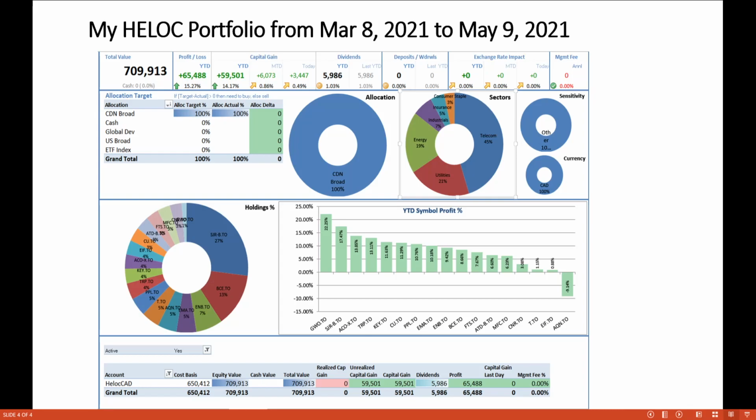And in the snapshot of my portfolio, you can see that I'm heavily in telecom, 45% telecom, 21% utilities, 19% energy. I have some industrial, insurance, and consumer staples. Right. In the next video, I'm going to go into my holdings a little bit further.